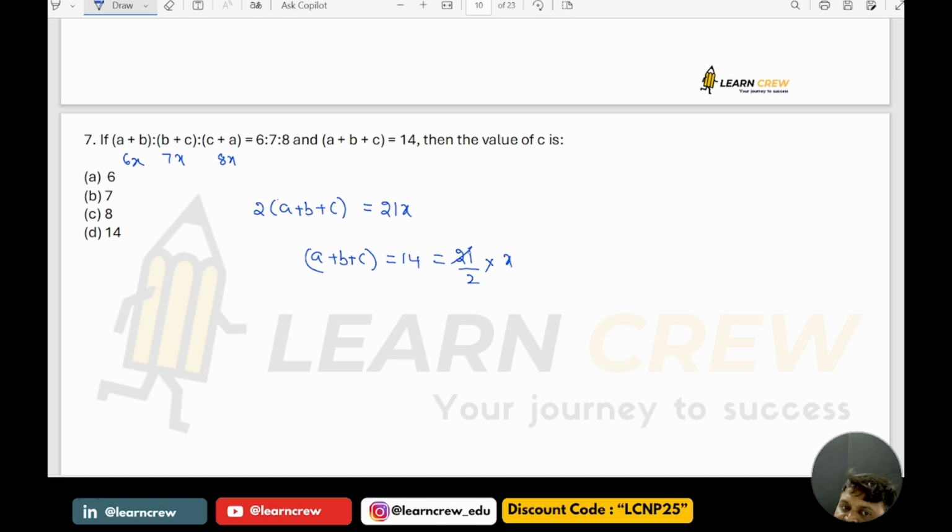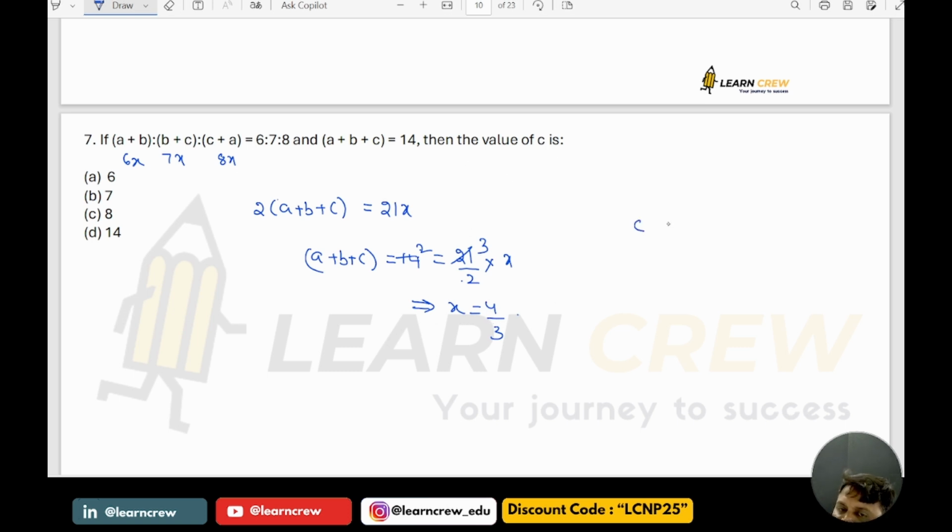So here 7 3s are 21, 2 7s are 14. So from this what you are going to get? x is equal to 4 by 3. So a plus b plus c is 14, x is equal to 4 by 3. Then find the value of c.